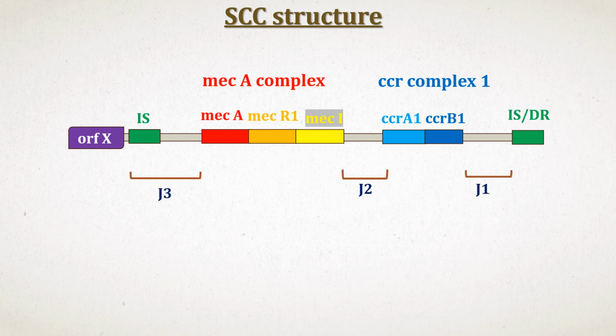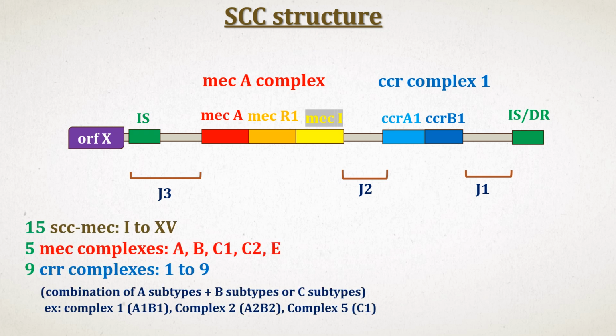These J areas used to be called junkyard because they contain non-essential genes. But now they are called a more decent name. They are called joining areas, J for joining. They may carry antibiotic-resistance genes, and according to their content, SCCs are classified into subgroups. So mecA or the mec complex in general and the ccr complex classify SCCs into main types, while J areas classify SCCs into subtypes.